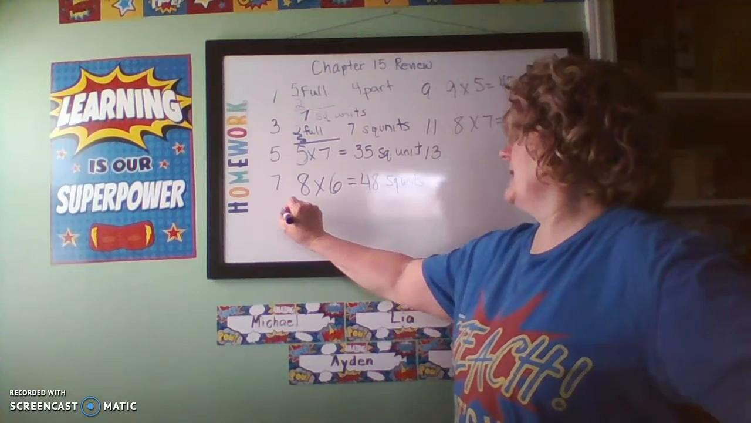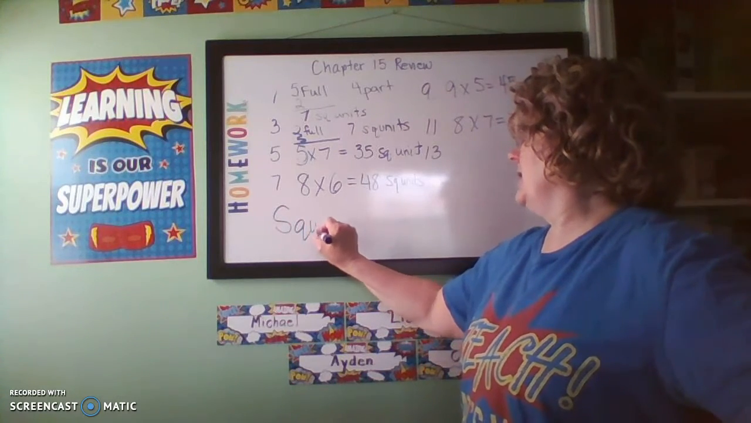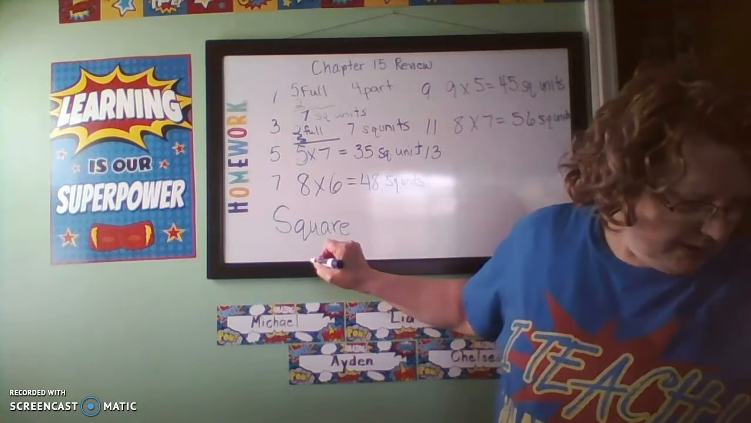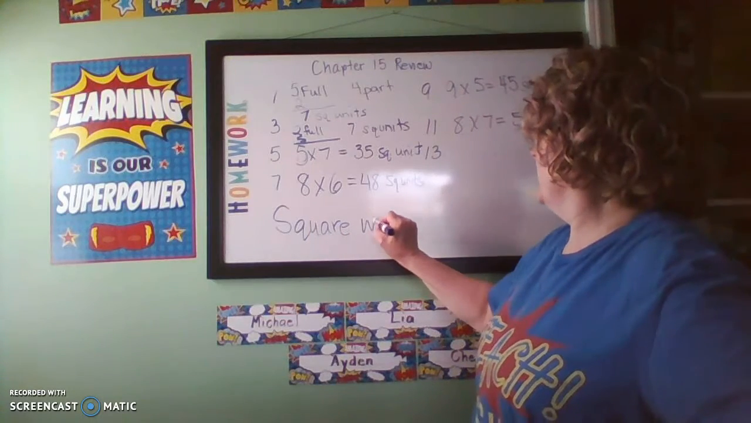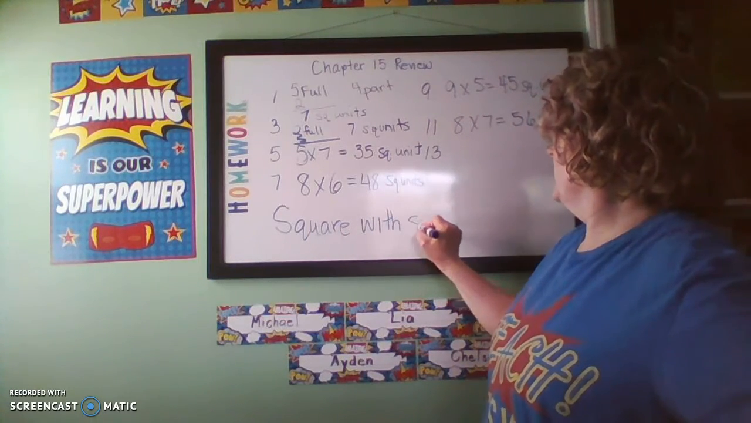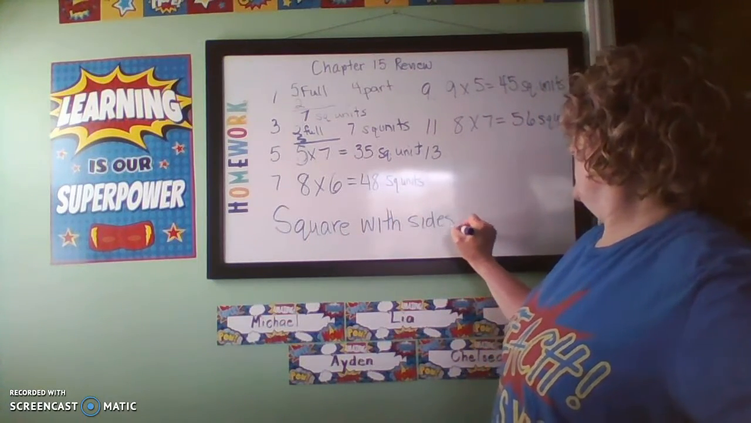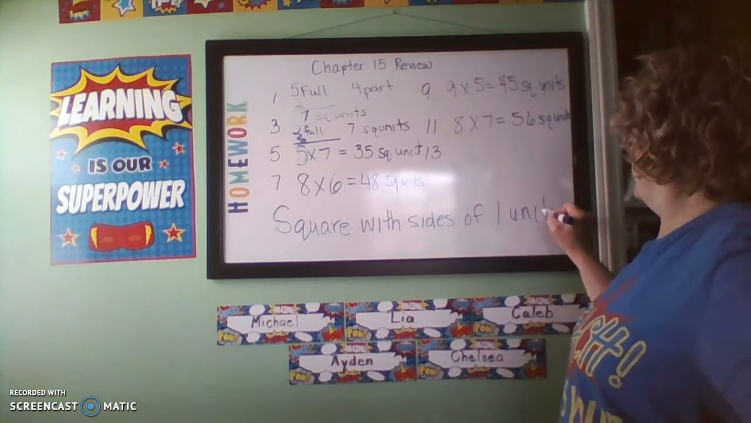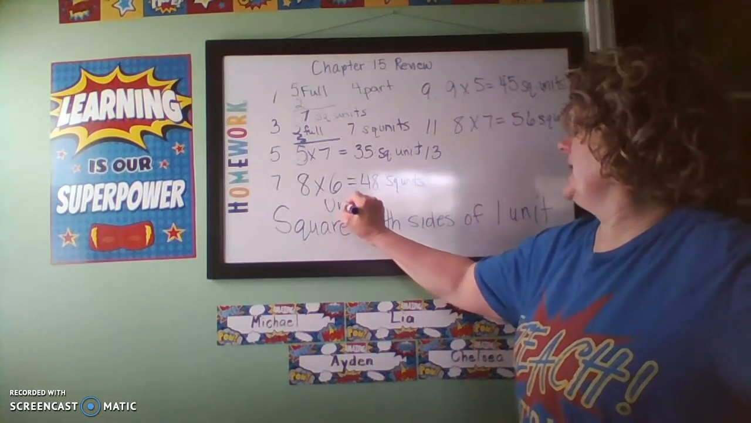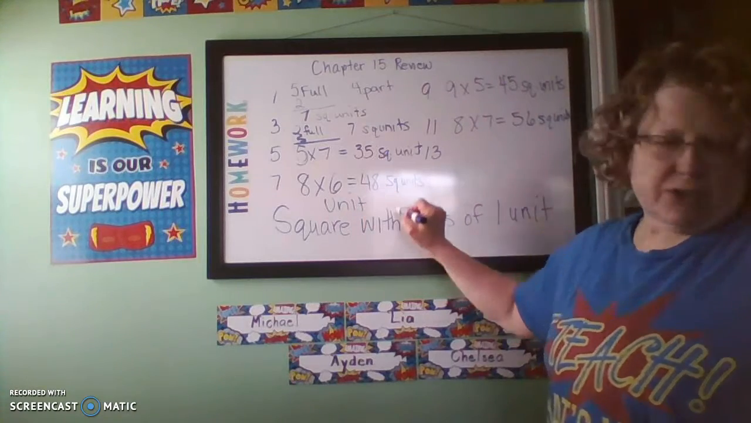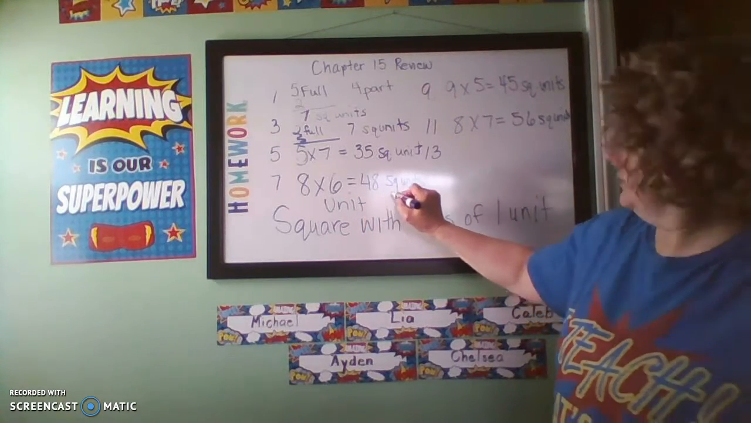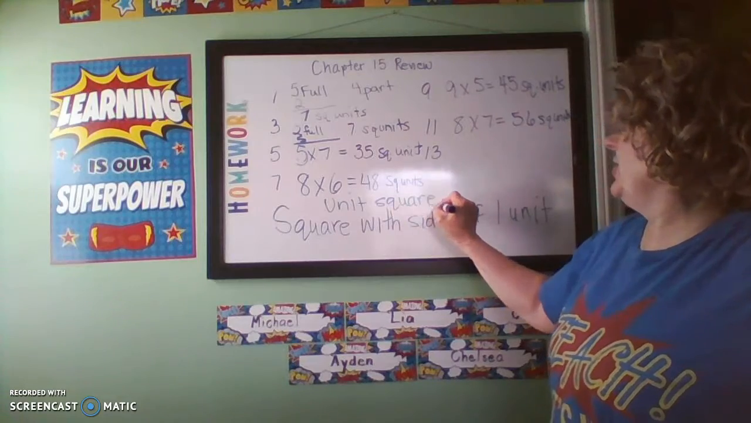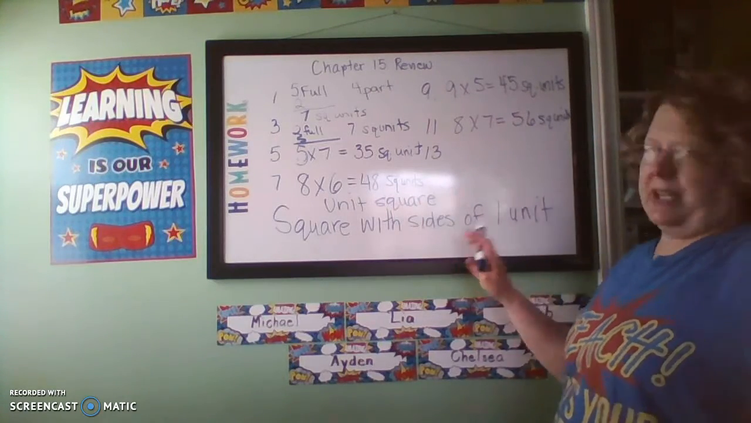So I'll write that down for you. It's a square with sides of 1 unit. That is a unit square. Okay? Now, that might sound silly. A unit square is a square with sides of 1 unit.